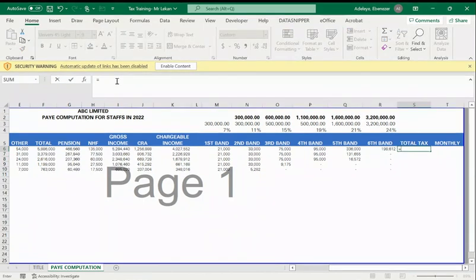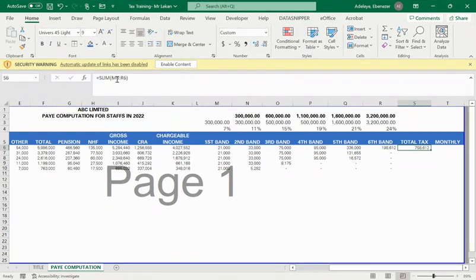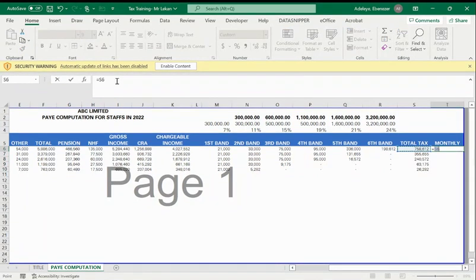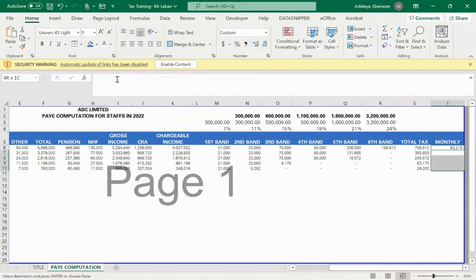So for our total annual tax now, just sum from the first band to the sixth band and then put it downwards. Now to get our monthly, we put this divided by 12. That is the amount that should be remitted monthly for each of these staff.